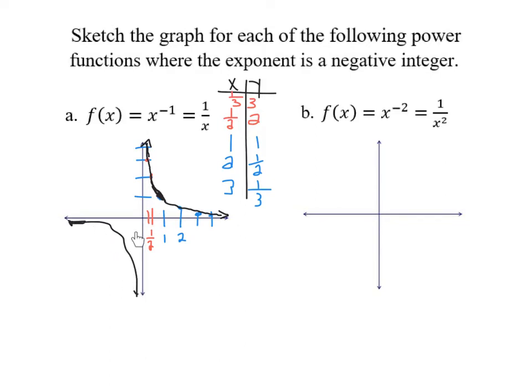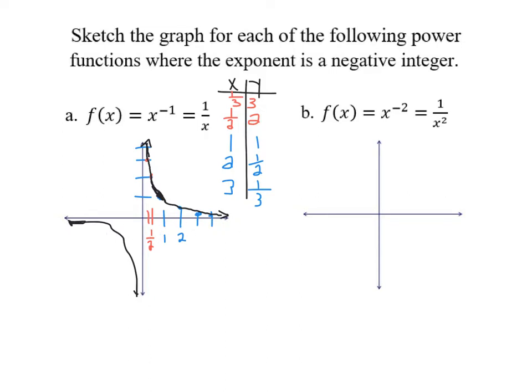And the graph that we have here is what we would call the basic hyperbola. That's essentially what we have here, where we do have a vertical asymptote at x equal to 0, and we also have this horizontal asymptote of y equal to 0.